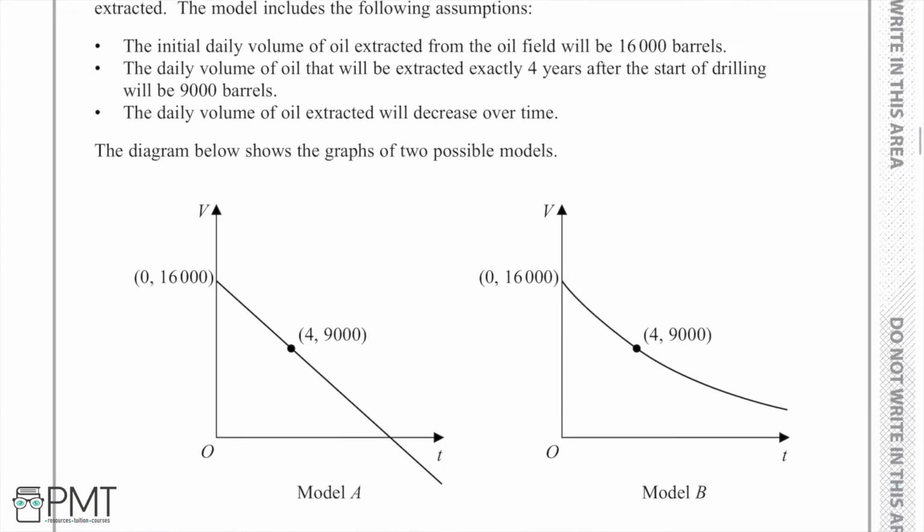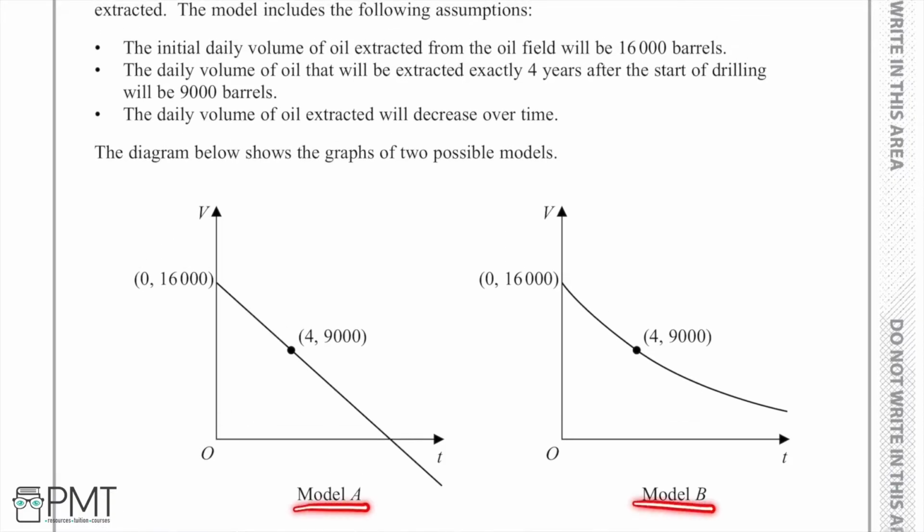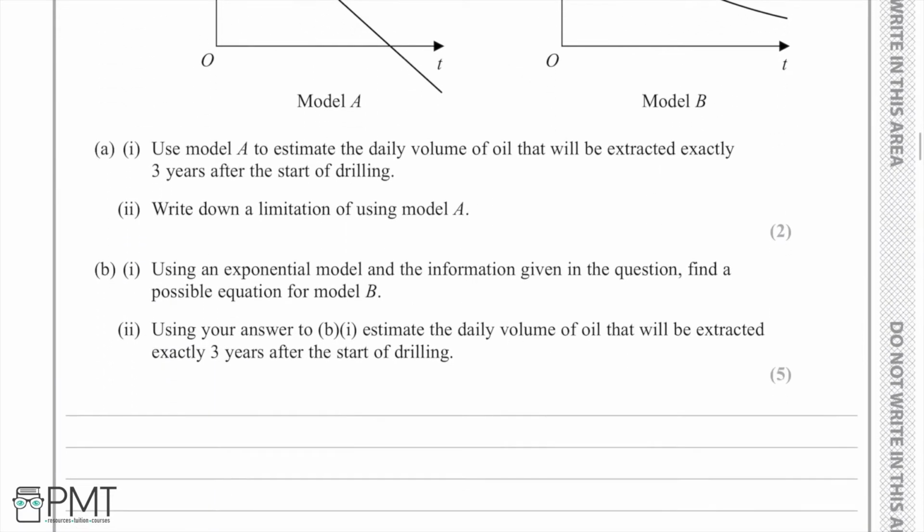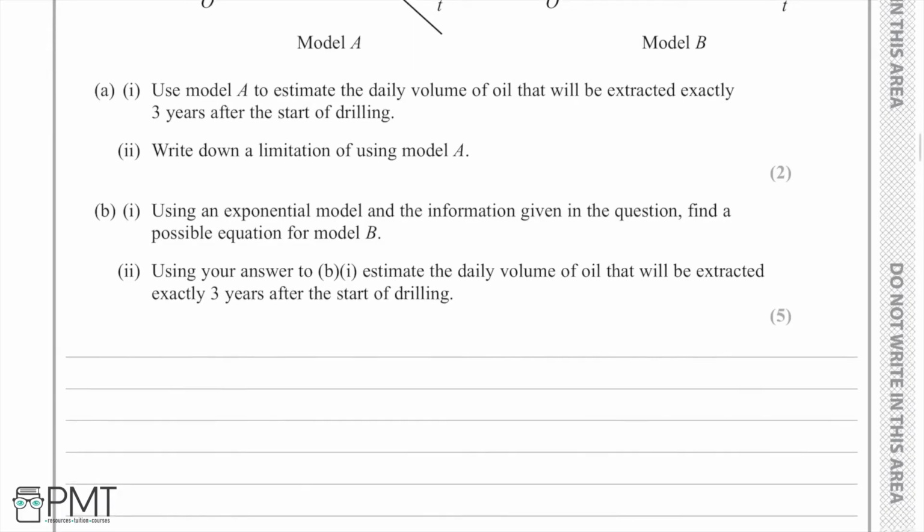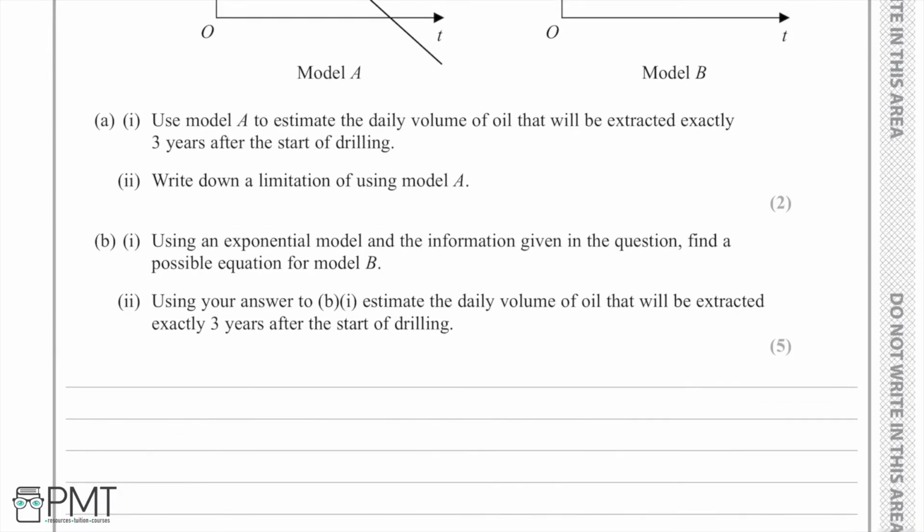So we're now shown 2 models, Model A and Model B, and these are both 2 possible ways of modelling the situation. So having a quick look at Model A, we can see that it is a straight line. Then looking at Model B here, we can see there is a curved fitted line there. So now we're going to take a look at what the question is asking us to do. So question A part 1.